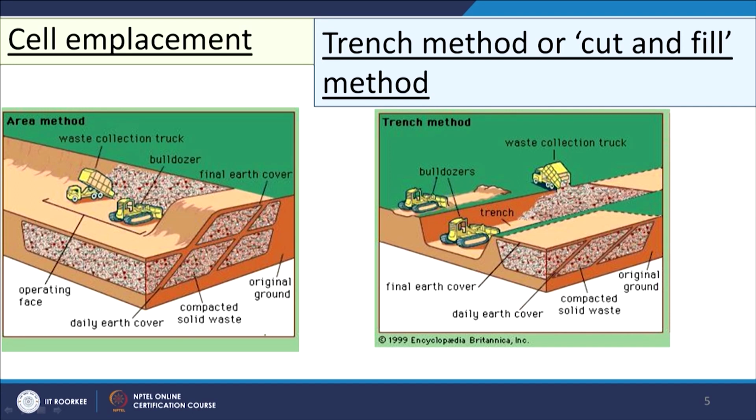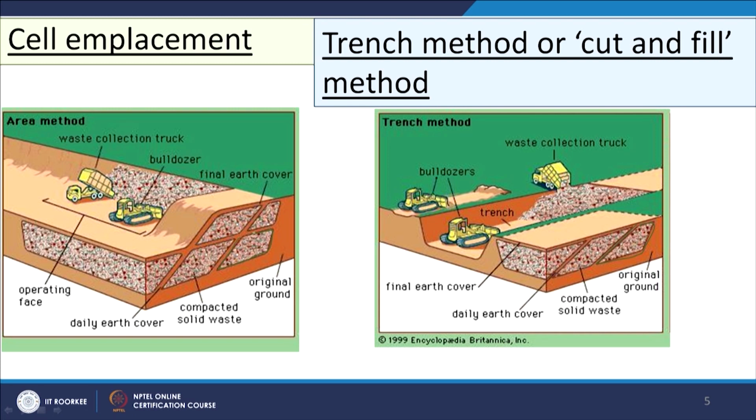Now there are two different kinds of landfills. We have cell emplacement, we have trench method, which is also the cut and fill method. So let's look at the cell emplacement method. In cell emplacement method, when we start making our land, we usually, in both of the cases we end up with these cells. So you look here, this is a cell and a similar cell is here, but there is a big difference in what we are doing with the cell emplacement method.